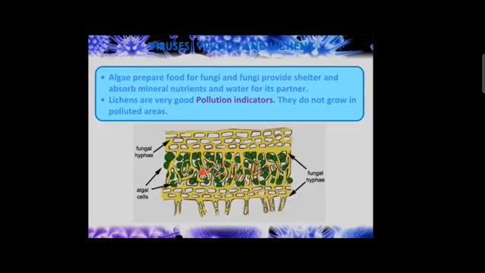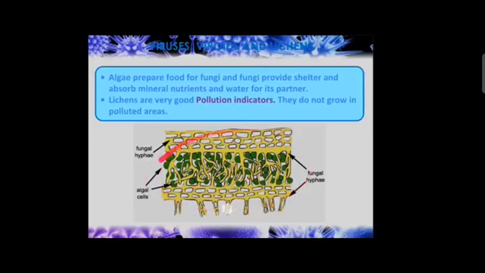So algae prepare food for fungi, the green color pigment whatever is there, they prepare food for the fungi, and fungi provide shelter. So here you can see fungi form a network-like structure, and in between that, the algae are living. So fungi provide the shelter or place to live and absorb mineral nutrients and water for its partner. They are providing the place to live for the algae, and also absorbing the mineral nutrients and water for algae, and by using that water and nutrients they prepare the food. Clear?